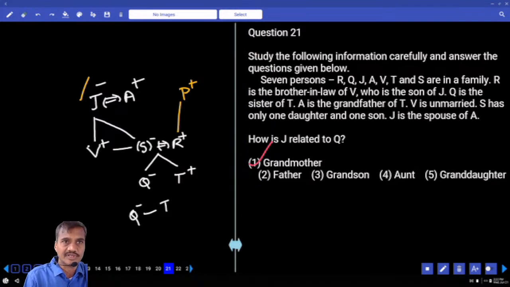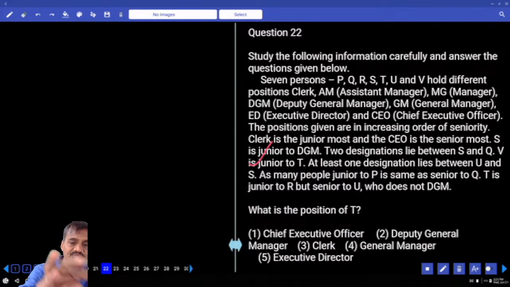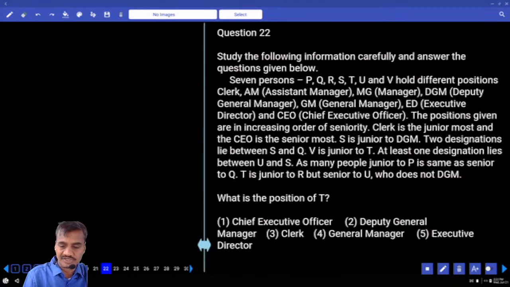Done. Then next one, 22 onwards. Now it is based on hierarchies. Now there are some 7 persons. Then who are those 7 persons here? P, Q, R, S, T, U and V, and they hold different positions, clerk, assistant manager and so on. Whenever these positions are given, we need to check for the hierarchical order. Now check whether this information is given or not.